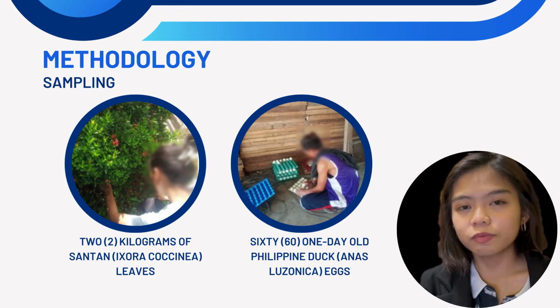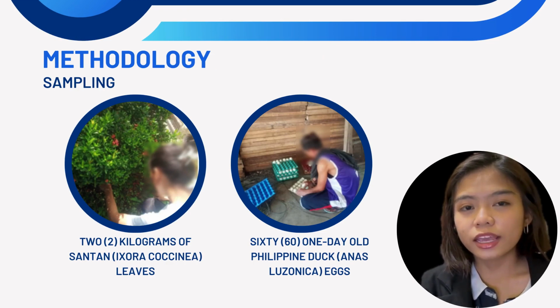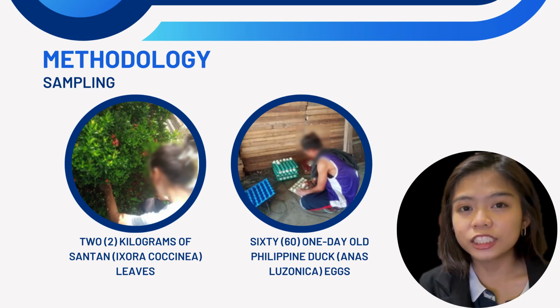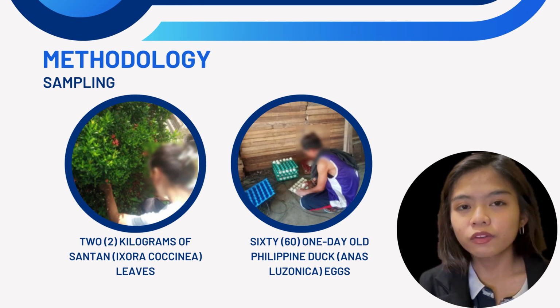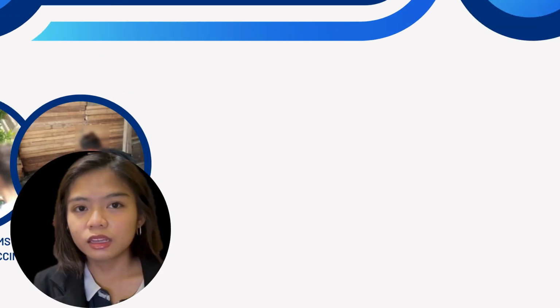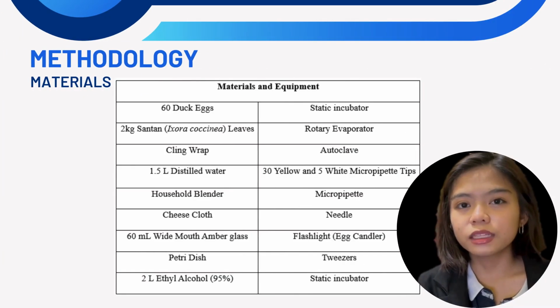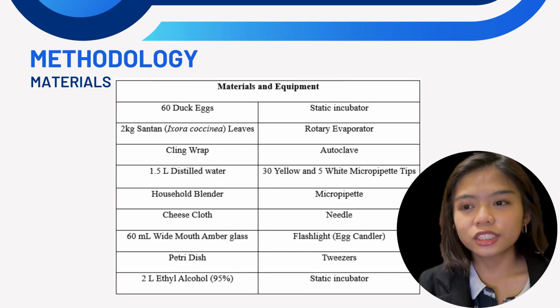Proceeding to the sampling, 2 kilograms of santan leaves were collected, while 61 day-old Philippine duck eggs were purchased by the researchers. Furthermore, an image of the plant's flower, leaves, and stem was sent to Far Eastern University Herbarium for authentication. In carrying out the experimental procedures, the researchers have utilized the following materials and equipment.